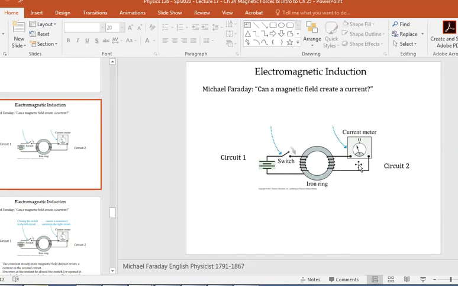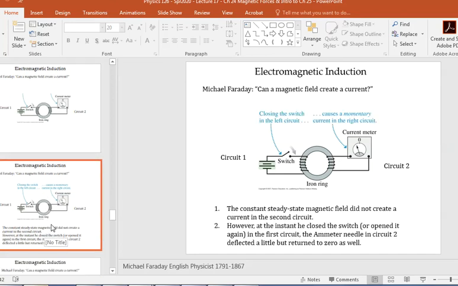When he wrapped another side of it around a current meter, he noticed that the needle jumped the moment that he connected this switch. But if he left it connected and there was a lot of current going on this side, there was not actually a lot of current on the other side. So a steady state magnetic field didn't create a current. One of the things we've talked about before is that if you wrap a wire around this piece of iron, it's going to create some magnetic field in there. And that magnetic field, it turns out, will go all the way around the ring.